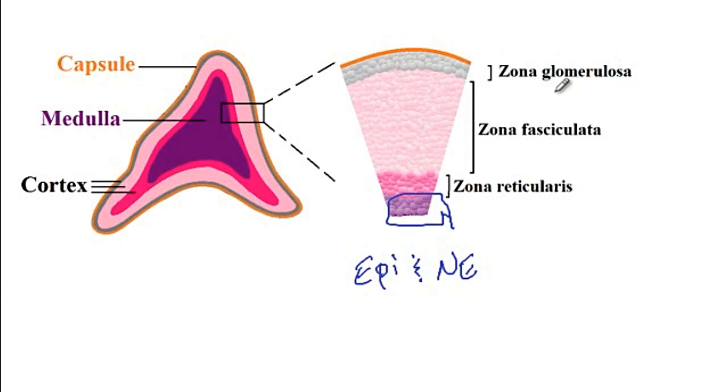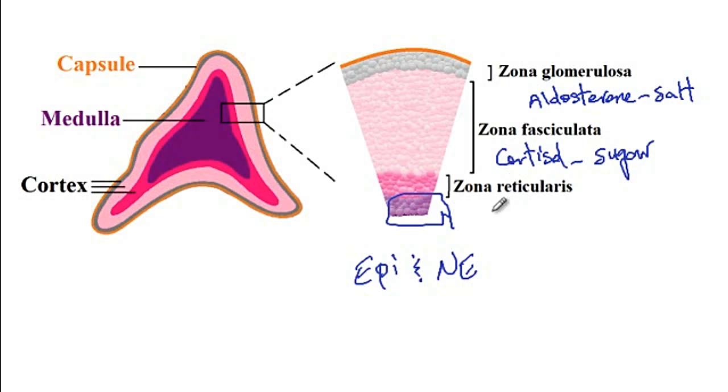The outermost layer is called zona glomerulosa, which produces aldosterone that is required for the absorption of salt. Then we have zona fasciculata that produces cortisol, which regulates blood sugar. And then finally, the innermost layer of the adrenal cortex is zona reticularis, which produces androgen, that is a sex hormone.